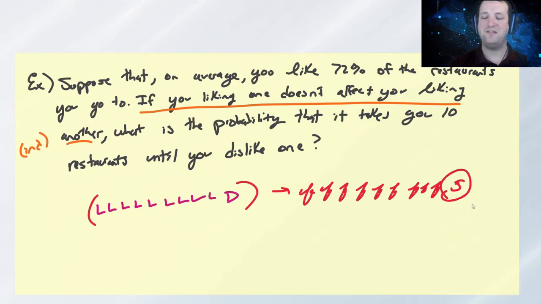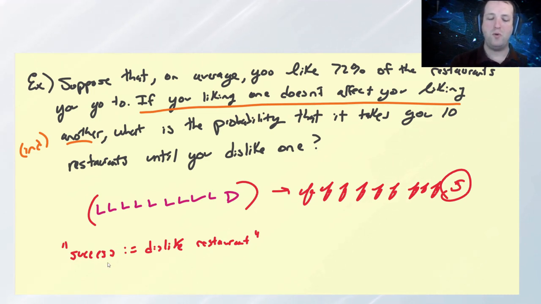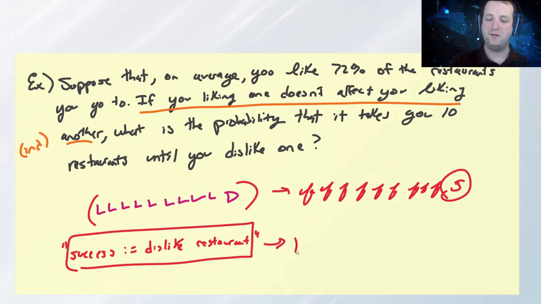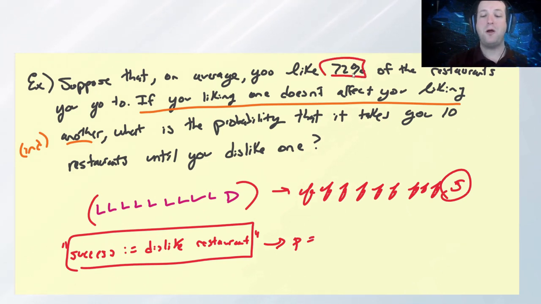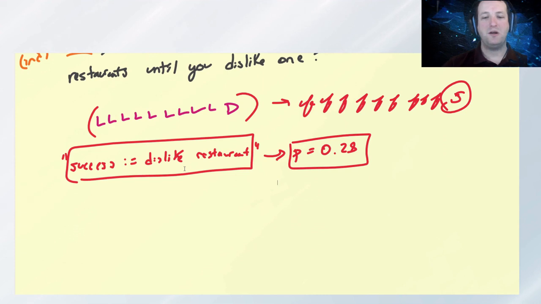Actually, let's define this in terms of success, since that's what geometric is defined. So this last event is going to be our success, and we're defining our success to be dislike restaurant. So what is the probability of success? So it's given that I like 72% of them. So the probability that I dislike them will be 28%. Okay? So this is structuring things in terms of the geometric distribution. So now that everything matches, now I can solve.